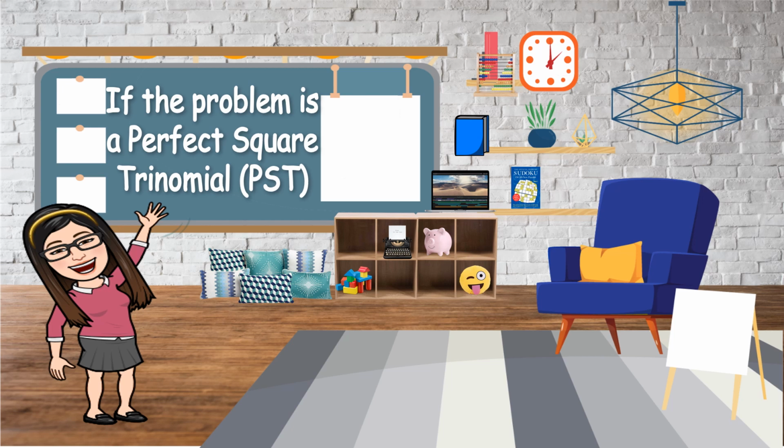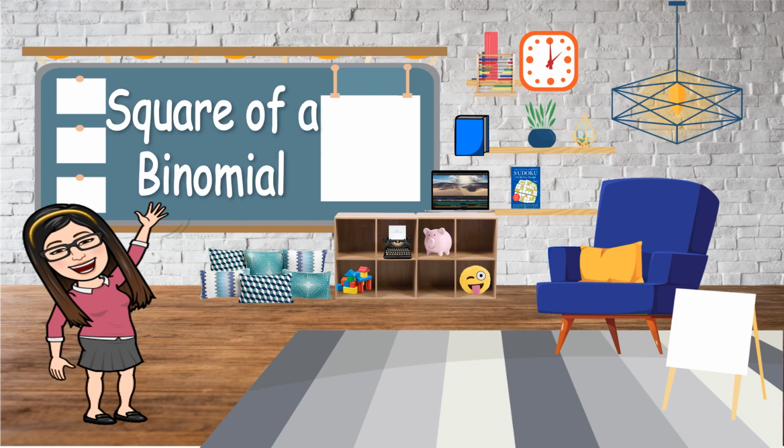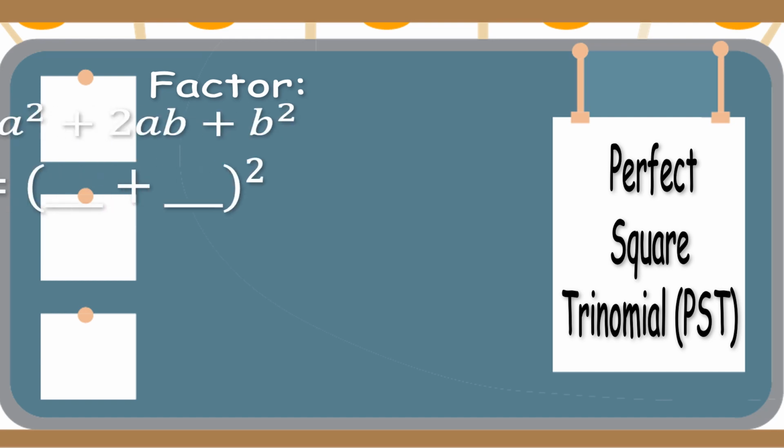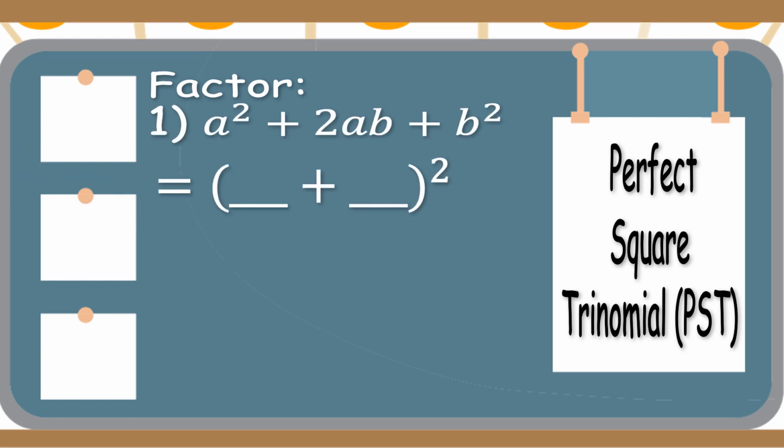If the problem is a perfect square trinomial or PST, the answer is the square of a binomial. Let us factor a squared plus 2ab plus b squared under perfect square trinomial. You need to check if the leading term and the last term have a square root. So, tingnan po natin ang leading term, yung first term and last term kung may square root ba siya, so that you can factor it under perfect square trinomial or PST.